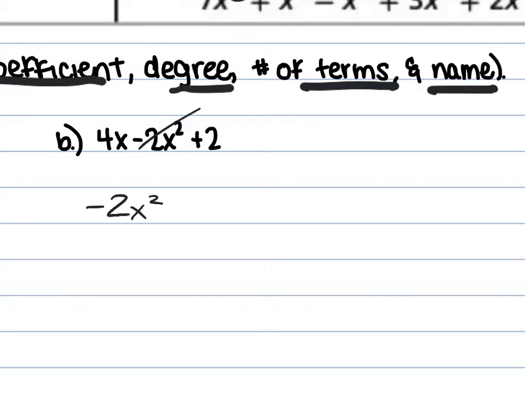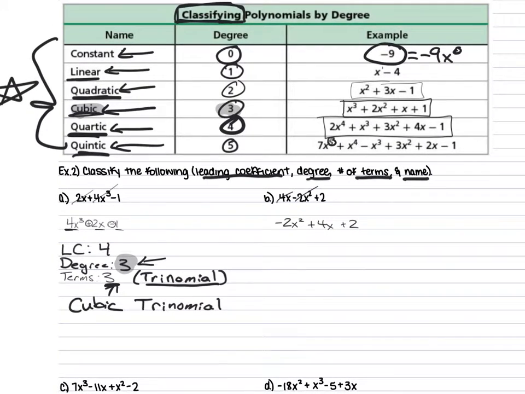Beautiful. Negative 2x squared. Next. Plus 4x. Plus 2. Now we have it in standard form. Now let's go through and write the leading coefficient, which is negative 2. That's that number out in the beginning. Now the degree. Notice again, the highest power there is 2, so it is a degree of 2. How many terms do I have? Again, we have 3 terms.